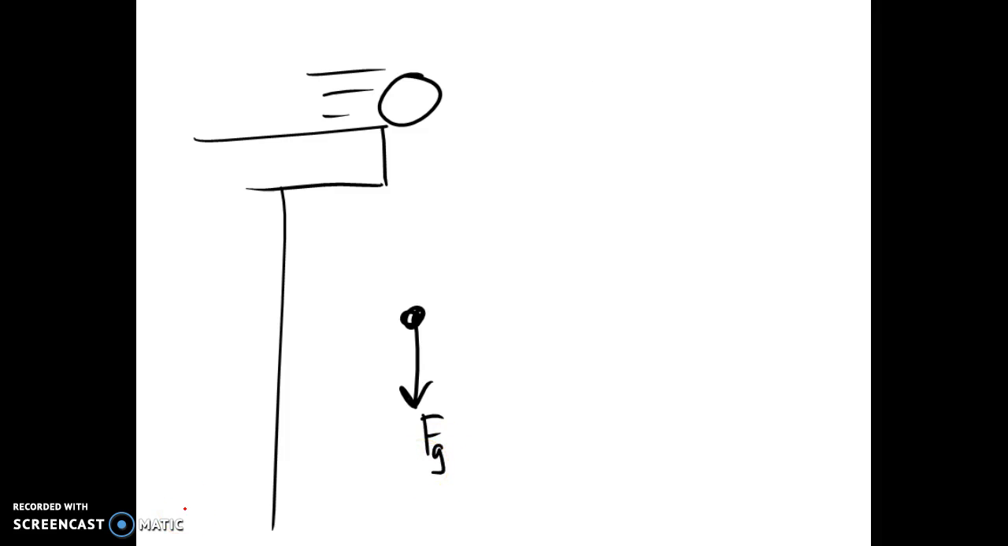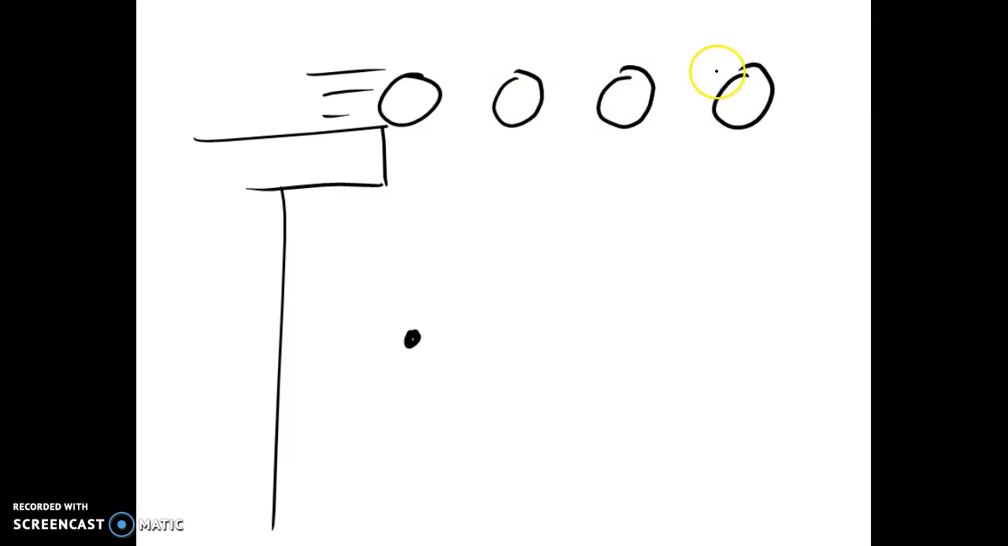Now suppose just as the ball leaves the table, we could turn off gravity, and therefore there is no force at all acting on the object. The object, because of its inertia, would continue at a constant 2 meters per second velocity in that direction.